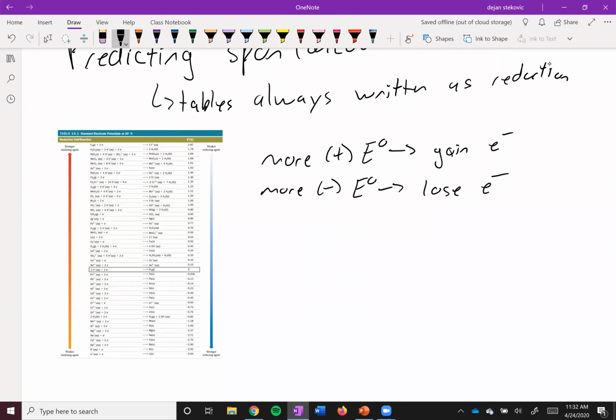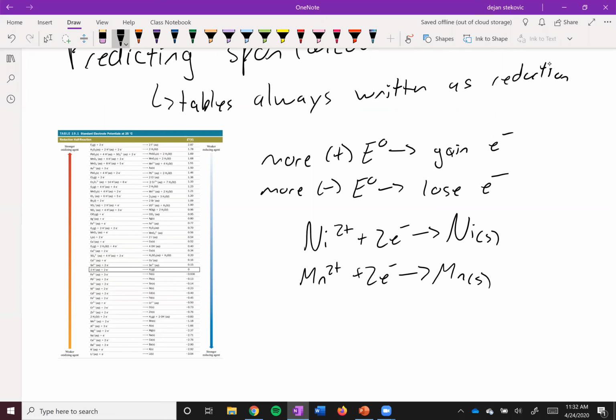So for example, if I showed you nickel 2 plus, we're going to construct a cell out of nickel and manganese 2 plus. I've written it the same way as in this table, both in reduction, right? But they can't both be being reduced. One of them needs to be reduced, one of them needs to be oxidized.